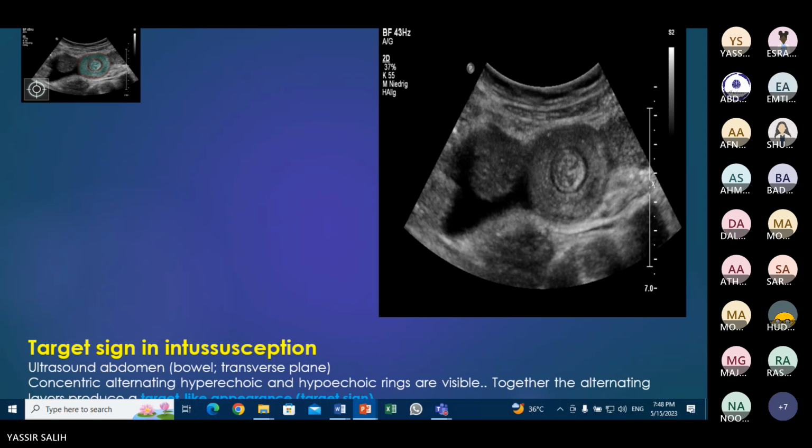Gallbladder stone. Where is the gallbladder? For a gallbladder stone, we must have a gallbladder to see the stone within it. But this is a bowel. This is a bowel.